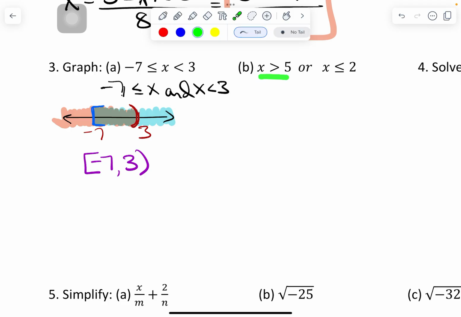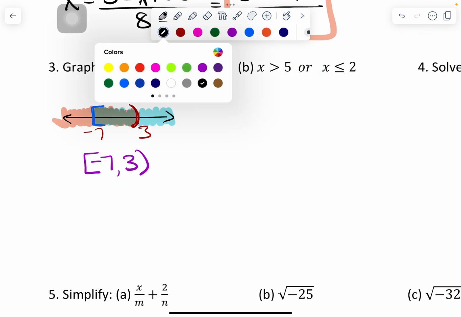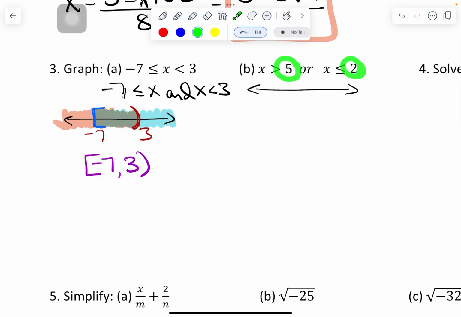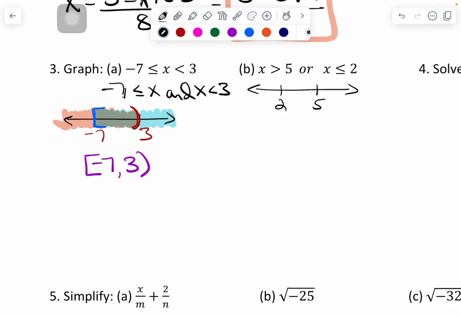Okay. All right, part B here is a disjunction. I have two inequalities that are joined with "or." So I'm going to start by graphing this. And on my number line, I want to be super careful that I need a 5 and a 2, but 2 is going to be to the left of 5. So make sure you fill that in accurately when you're making your number line.